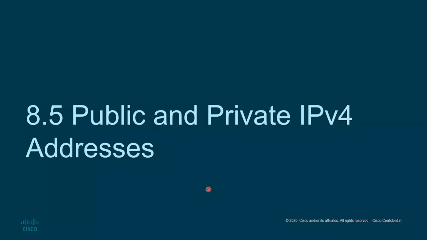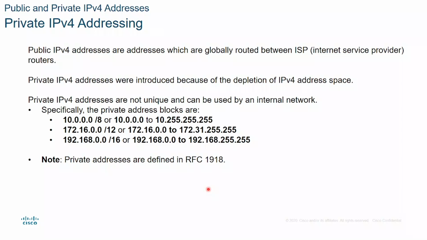So let's look at public and private IPv4 addresses. Public IPv4 addresses are addresses which are globally routed between ISPs. ISPs are internet service providers. Then private addresses were introduced because of the depletion of the IPv4 address space. So private IPv4 addresses are not unique and can be used by an internal network.